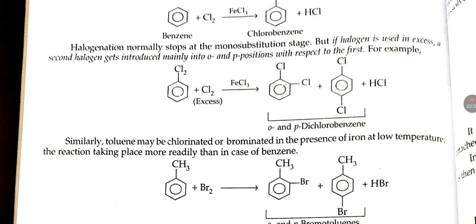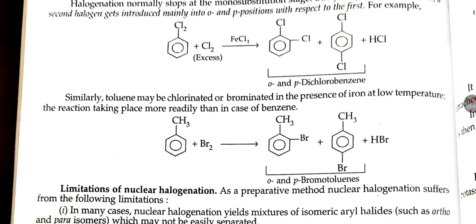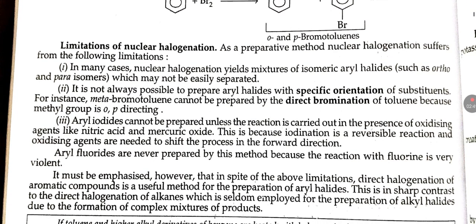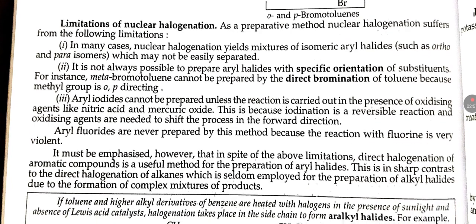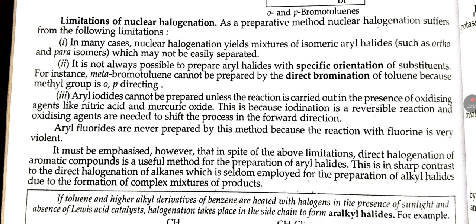Similarly, toluene may be chlorinated or brominated in the presence of iron at low temperature, the reaction taking place more readily than in the case of benzene. Limitations of nuclear halogenation. As a preparative method, nuclear halogenation suffers from the following limitations. First, in many cases, nuclear halogenation yields a mixture of isomeric aryl halides, such as ortho and para isomers, which may not be easily separated. It is not always possible to prepare aryl halides with a specific orientation of substituents.